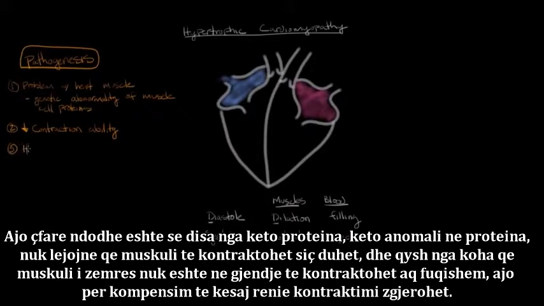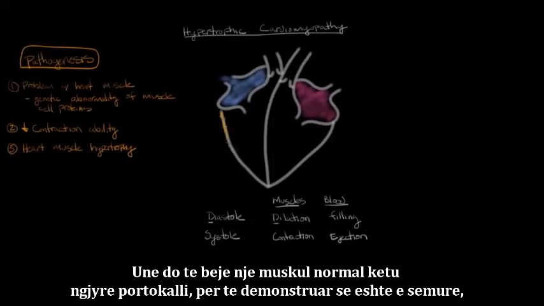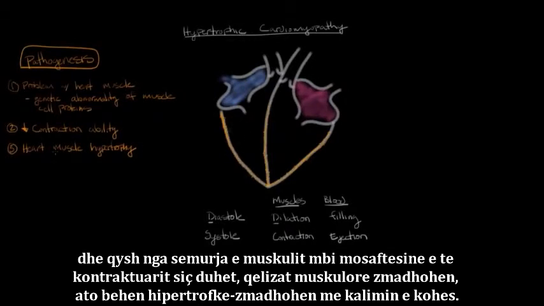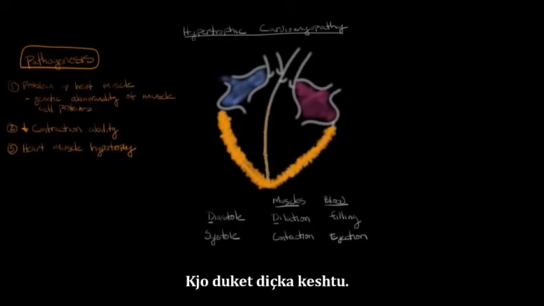And so since the heart muscle isn't able to contract as forcefully, it compensates for this decreased contraction ability by hypertrophying. And what hypertrophy means is the cells get bigger. So let's see this over here on the diagram. What I'm going to do is just make the normal muscles here kind of orange, just to demonstrate that they're diseased. And since this diseased muscle isn't able to contract properly, the muscle cells get bigger. They hypertrophy over time. This is just a compensation for not being able to contract properly. So that kind of looks like this.